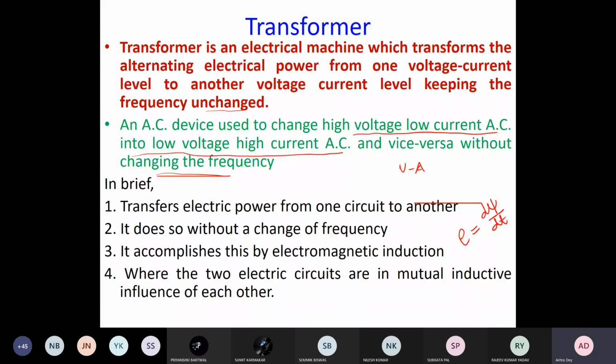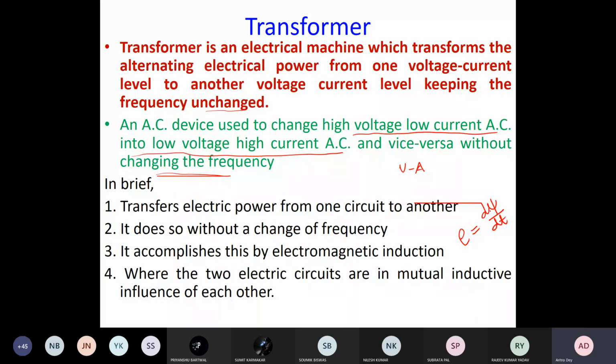But that works only to a limited extent, because you cannot get that kind of very high permeability, and there is some limitation with that. You cannot keep on increasing your voltage level. So what is the other alternative?